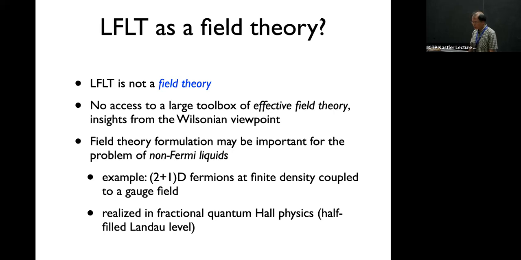There are some advantages if one can reformulate Landau's Fermi liquid theory as a field theory. And one of the advantages may be that one can better solve the problem of non-Fermi liquids. So these non-Fermi liquids presumably exist in some places in nature. One place is 2+1 dimensional electrons in high magnetic fields, the quantum Hall effect. In the quantum Hall effect, the half-filled Landau level is supposed to be dual to a theory of composite fermions at finite density coupled to a gauge field. And that problem of fermions at finite density with a Fermi surface coupled to a gauge field is one of the places where presumably a non-Fermi liquid would appear.